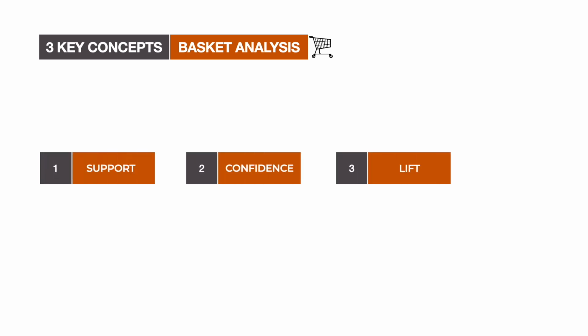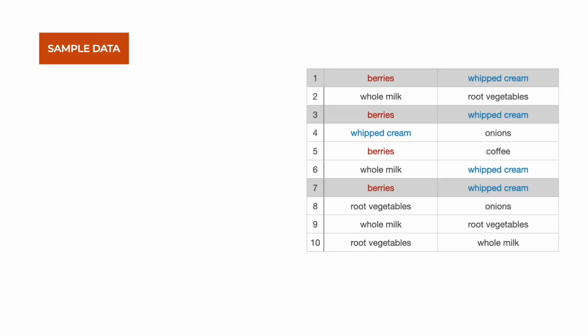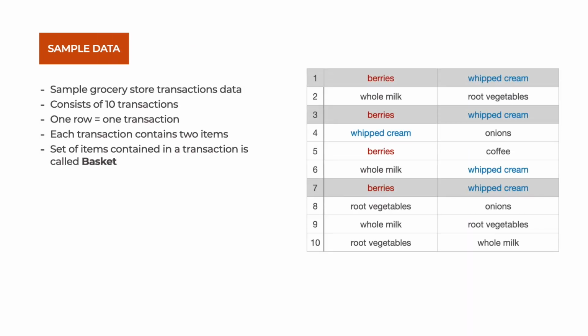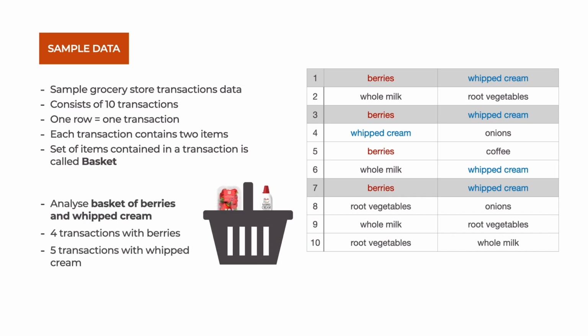And number three, lift. And in order to understand these three key concepts, we will be using the following sample set of 10 transactions from a grocery store. Each row represents one transaction and the two items purchased as part of that transaction. This set of items purchased in one transaction is called a basket. We will be using the basket containing berries and whipped cream for our analysis.